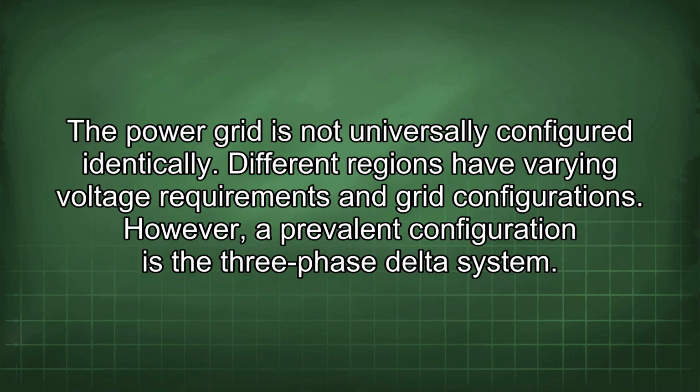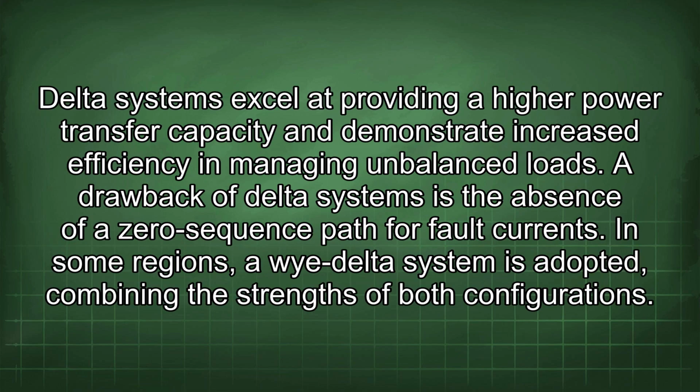The power grid is not universally configured identically. Different regions have varying voltage requirements and grid configurations. However, a prevalent configuration is the three-phase delta system. Delta systems excel at providing a high power transfer capacity and demonstrate increased efficiency in managing unbalanced loads. A drawback of delta systems is the absence of a zero-sequence path for fault currents.